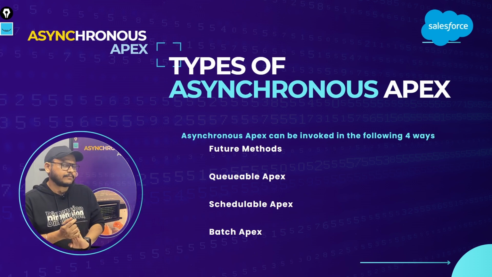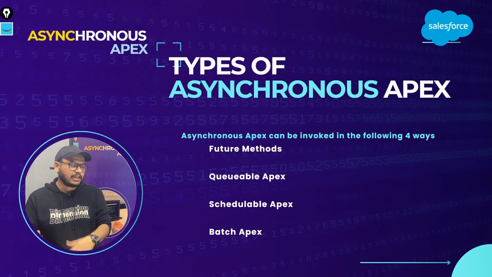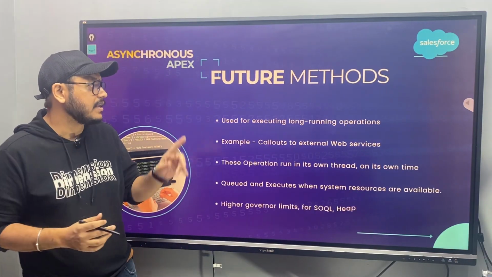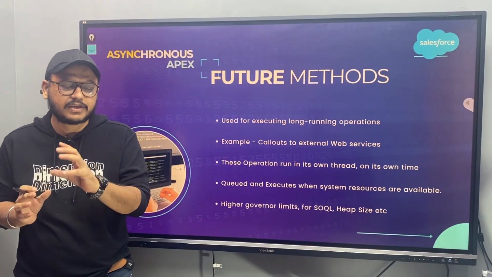So these are the 4 different types of asynchronous Apex which are permitted or allowed within Salesforce. So let us begin with understanding each of them. So future methods. Future method is the most simplest form of asynchronous Apex.